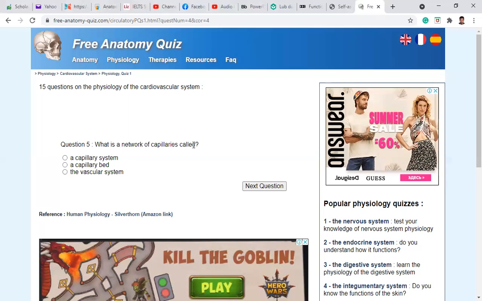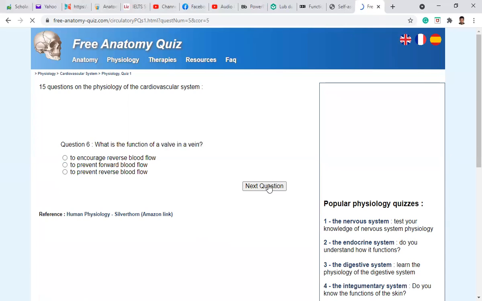What is the network of capillaries called? It has to be called a capillary system. You remember when I showed you the diagram of arteries becoming arterioles, and these arterioles become capillaries, and then you have the capillary bed, then venules. So what is formed there? Capillary bed. Yeah, I think that is what they are asking. Okay, I thought the question was confusing.